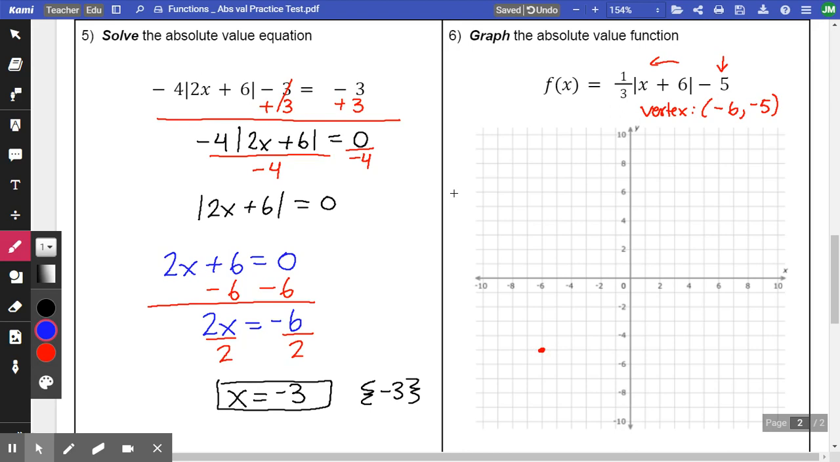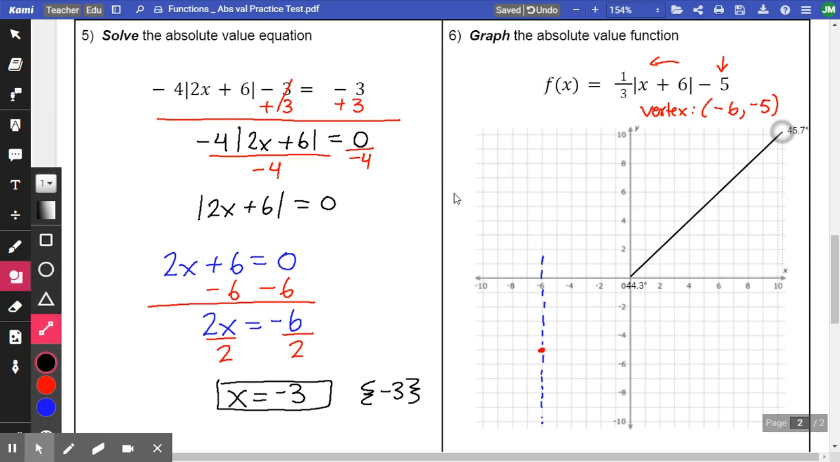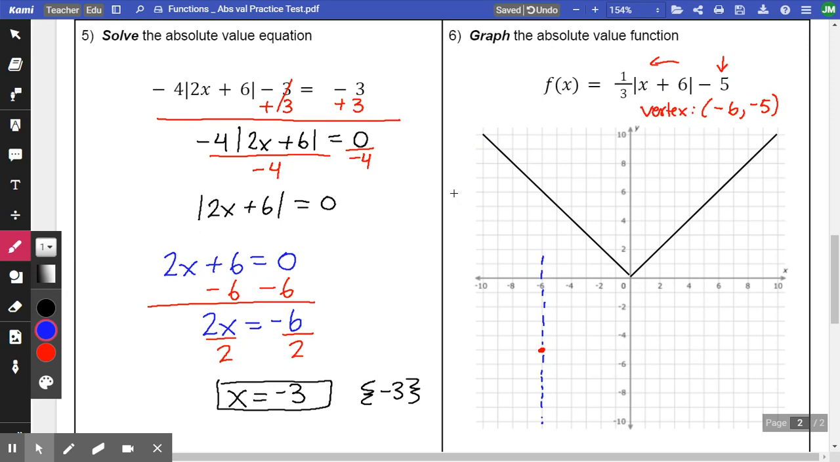And I'll just sketch my axis of symmetry through the vertex. All right? I'll also graph the parent function so that I can compare my transformation. So my parent function is just from 0, 0 with a slope of 1 over 1. All right, so that's my parent function.